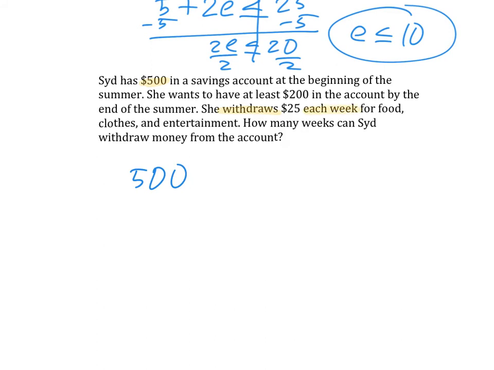Okay, so let's think about what that means. If she's withdrawing, that means she's taking it away, right? She's not putting more money in. She's getting money taken out. Withdraws $25 each week means that every week she's going to do that. So we're multiplying 25 by the number of weeks. And she wants to have at least $200 in the account at the end. So we want this to be greater than or equal to 200.